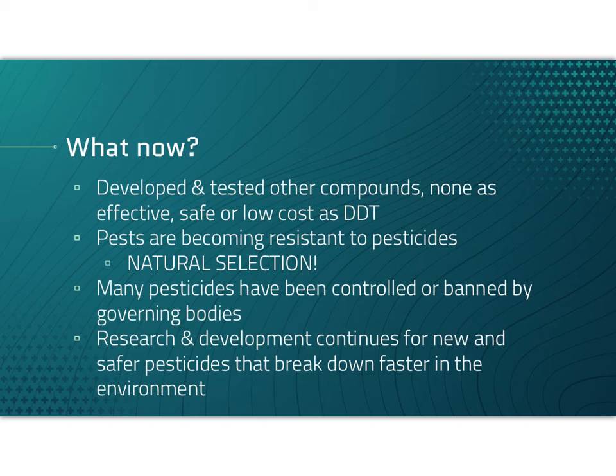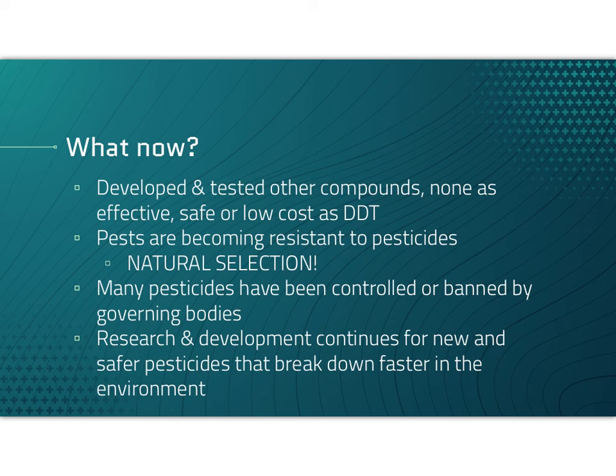So things like DDT, back to DDT, our example here. They've developed and tested some other compounds. None are as effective or safe or as low cost as DDT, because DDT, if you haven't watched this video before, has been banned in some countries. Pests are becoming resistant to pesticides as well. This is because of natural selection. Pests that have a gene, maybe a mutation, that doesn't allow DDT to affect them live, whereas other ones don't. And then those ones who have lived reproduce, passing along their gene mutation.